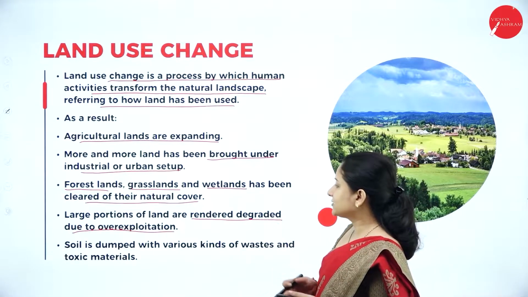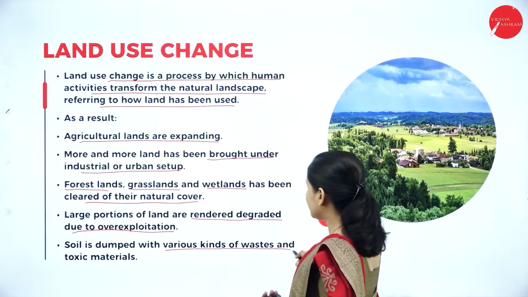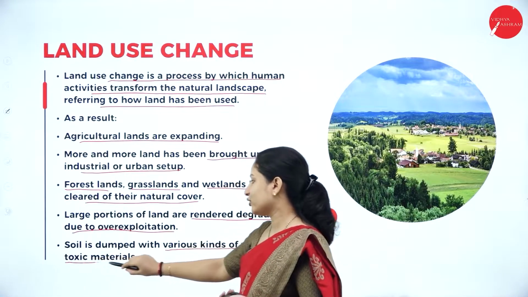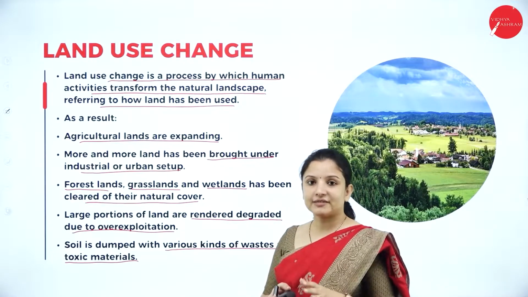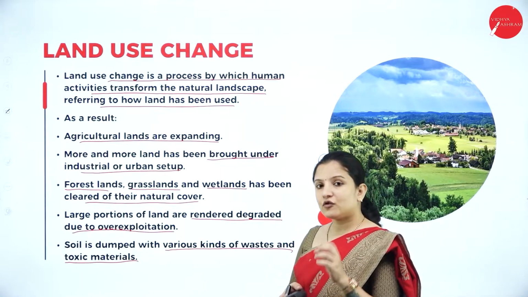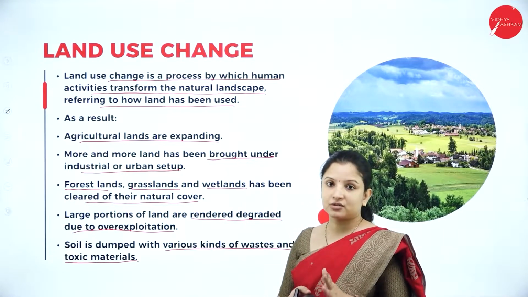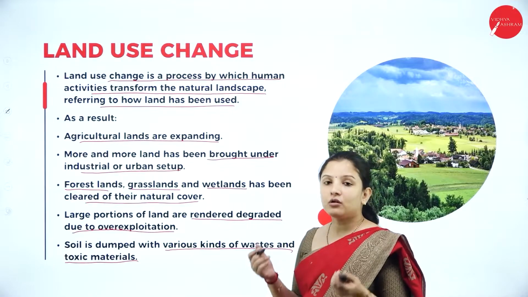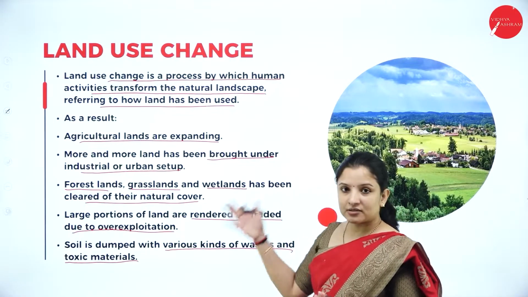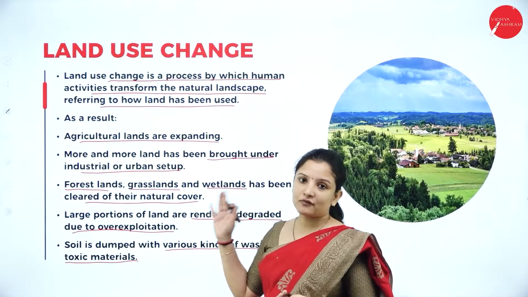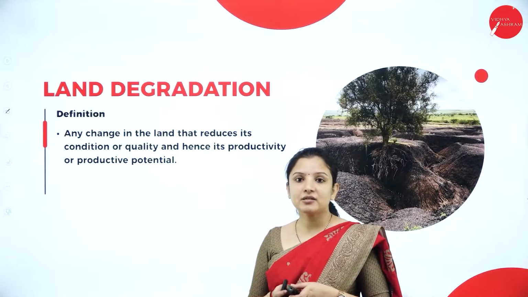And not just that, the soil is dumped with various kinds of waste and toxic materials, because we know that one of the uses of land is to dump waste materials, right? And therefore that creates a lot of problems and imbalance in the ecosystem as well, overall altering the complete landscape. So these are the results or impacts of land use change. Next, let's talk about land degradation.